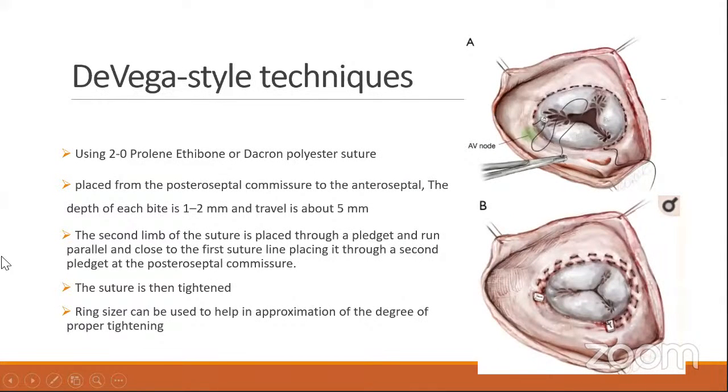Then the De Vega style technique, using 2-0 Prolene, Ethibond, or Dacron polyester suture. It's placed from the posteroseptal commissure to the anteroseptal, and the depth of each bite is around 1 to 2 millimeters, and you travel about 5 millimeters. The second limb of the suture is placed through a pledget and run parallel and close to the first suture line, placing it through a second pledget at the posteroseptal commissure. The suture is then tightened. You can see here, he started here and finished, and he went around. After it's tightened, a ring sizer can be used to help approximate the degree of proper tightening.